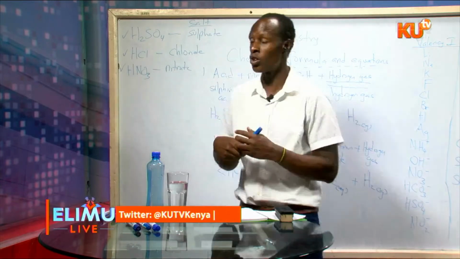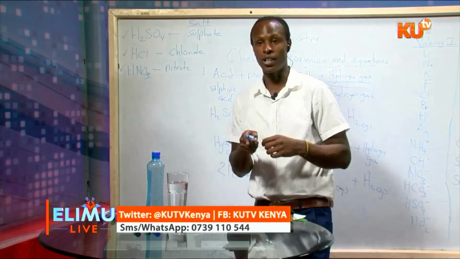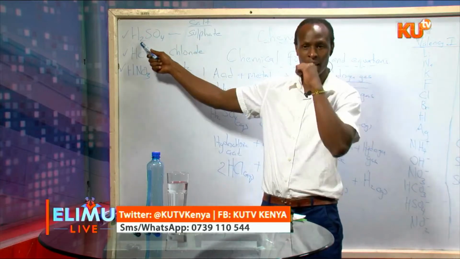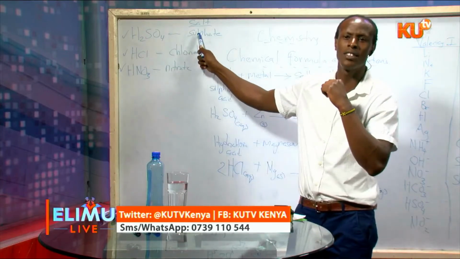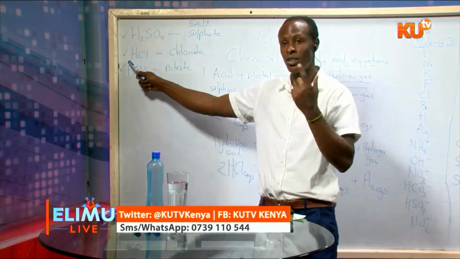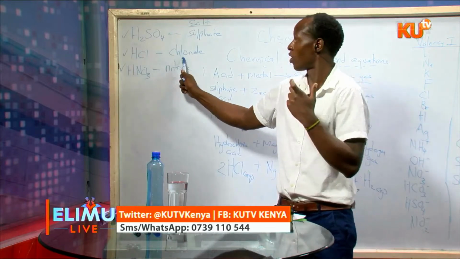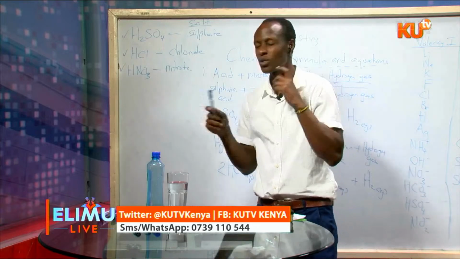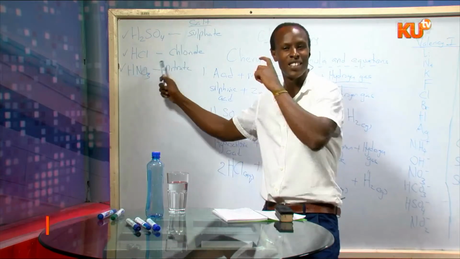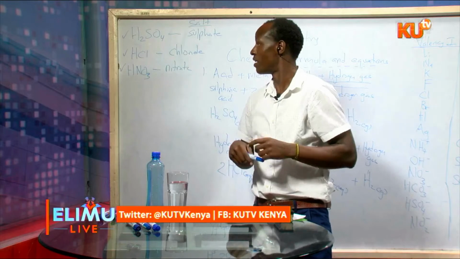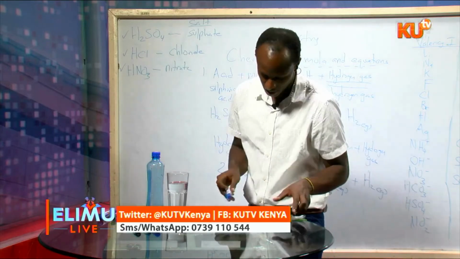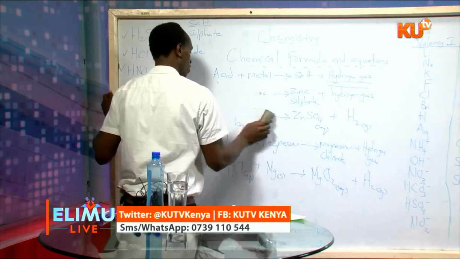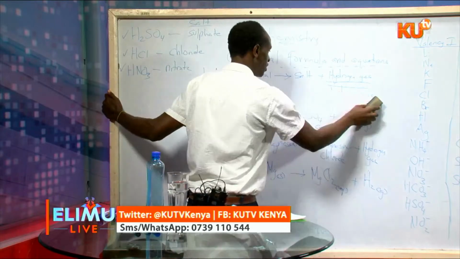Remember, your products will always be a salt and a water. How do you get the name of the salt? If the acid is sulfuric, the salt must have the word sulfate. If the acid is hydrochloric, the salt must have the word chloride. And if the acid is nitric, the salt should have the name nitrate. That's acid plus metal.